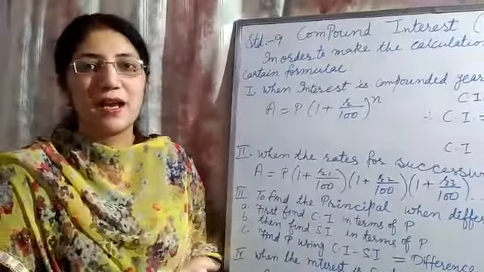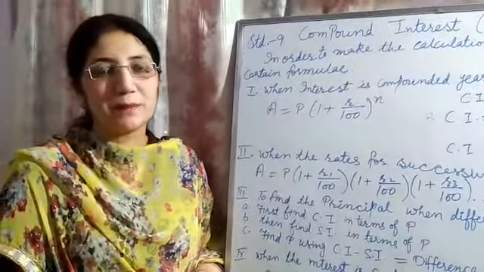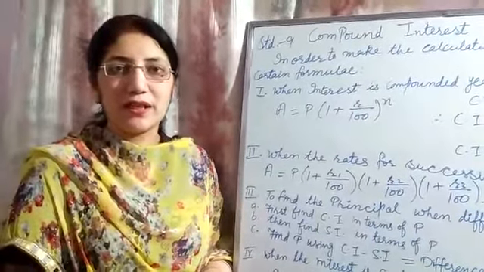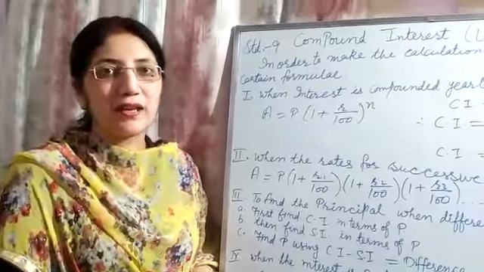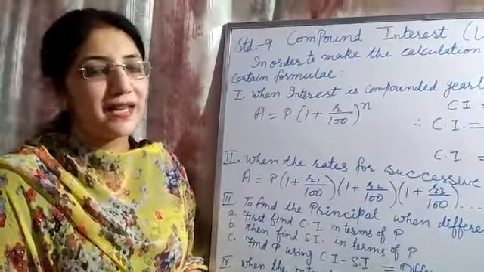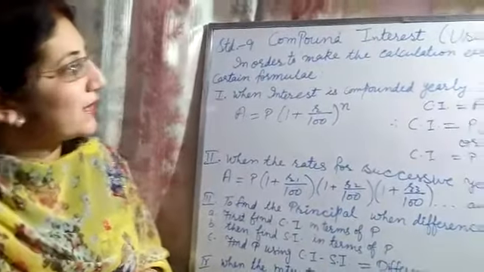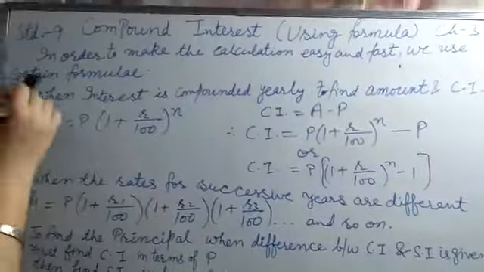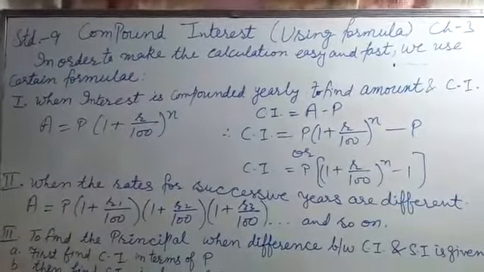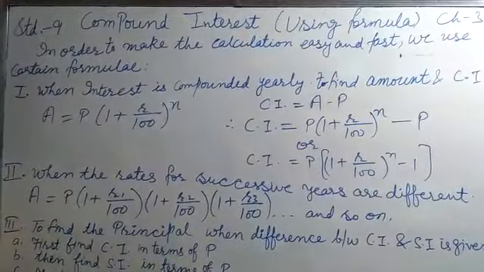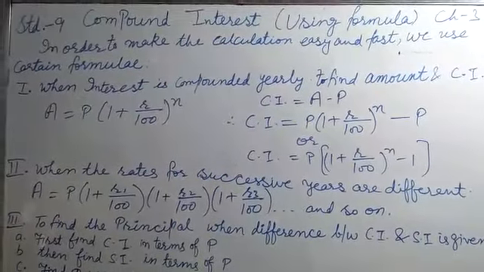Good morning, students. I hope you have gone through our previous lecture, that is chapter 2, compound interest, thoroughly. If you have gone through it thoroughly and done the sums, you must have checked that the sums are quite lengthy. To avoid that length, in order to make the calculations easy and fast, we use certain formulas. So our next topic is compound interest using formula. How using a formula we can make our calculations easy.